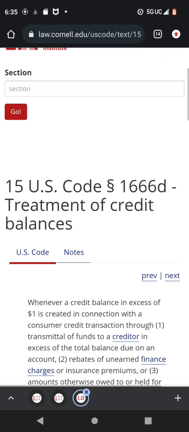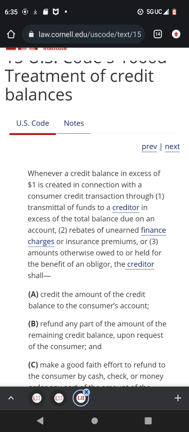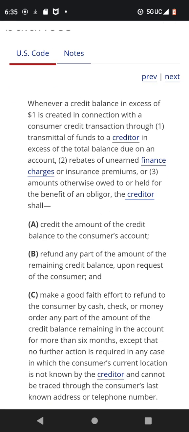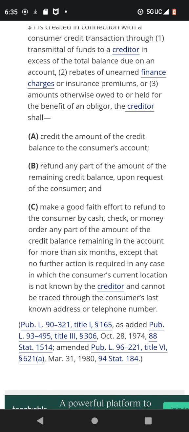Let's go to treatment of credit balances, because this is very important too. Whenever a credit balance in excess of $1 is created in connection with a consumer credit transaction, through, you guys: one, transmittal of funds to a creditor in excess of the total balance due on an account; two, rebates of unearned finance charges or insurance premiums; or three, amounts otherwise owed to or held for the benefit of an obligor, the creditor shall credit the amount of the credit balance to the consumer's account.